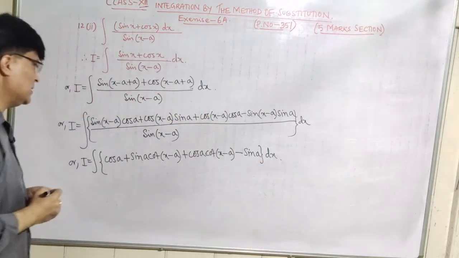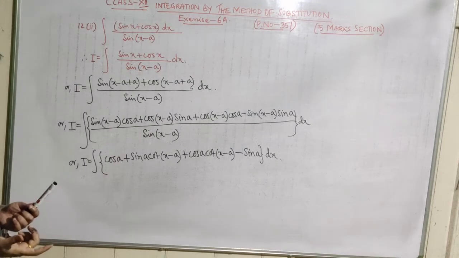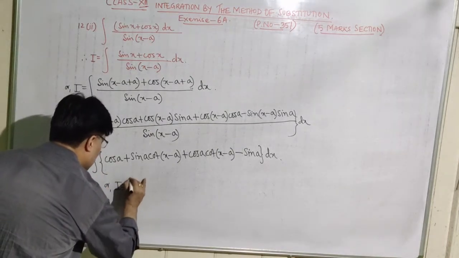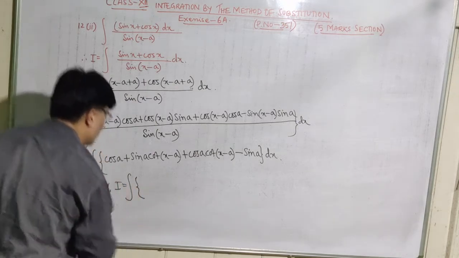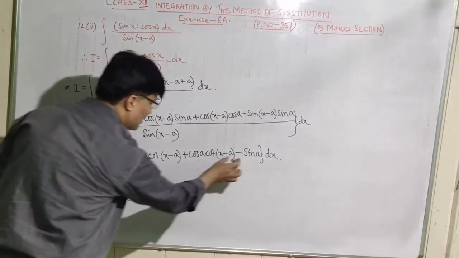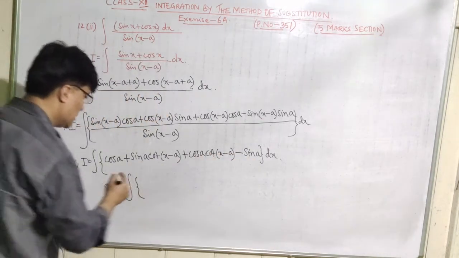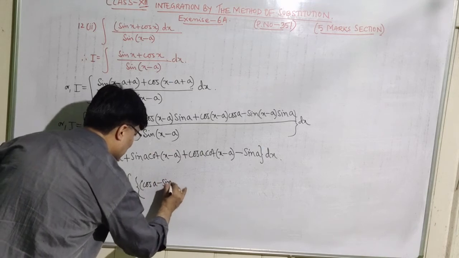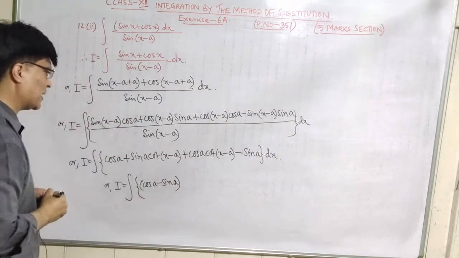So here the second bracket is closed. Then what do we write? dx. We are just simplifying it. Okay? Now I is equal to the integration of within the second bracket. Now you know that this cos A minus sine A is constant. You can write it within a bracket. Cos A minus sine A is kept within the bracket.